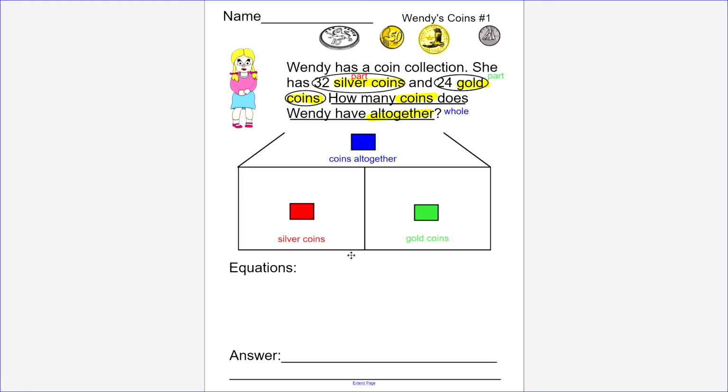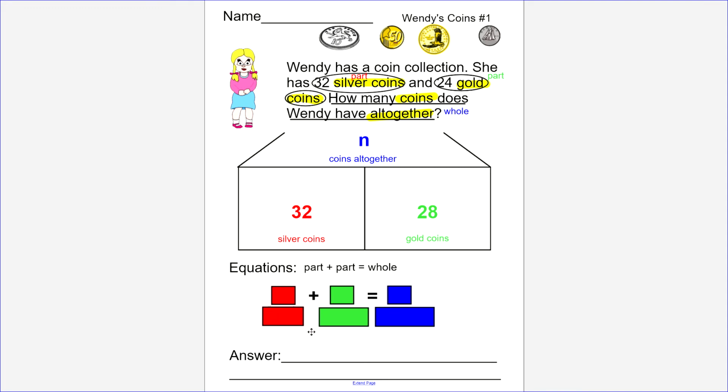Look back here. We can see that we know one of the parts, 32 silver coins. We know the other part, 24 gold coins, but we do not know the whole. When we do not know a whole, what do we do? Do we add or subtract? You're right. We add when the whole is unknown because part plus part equals whole.